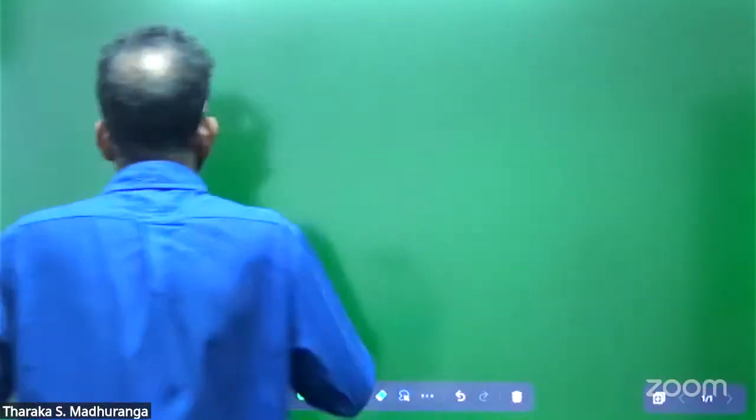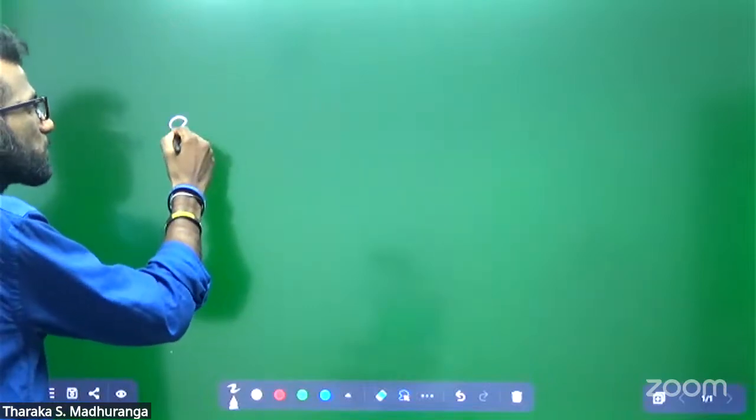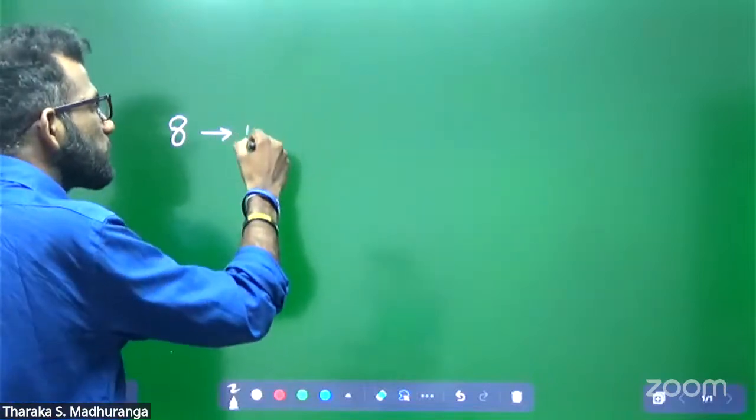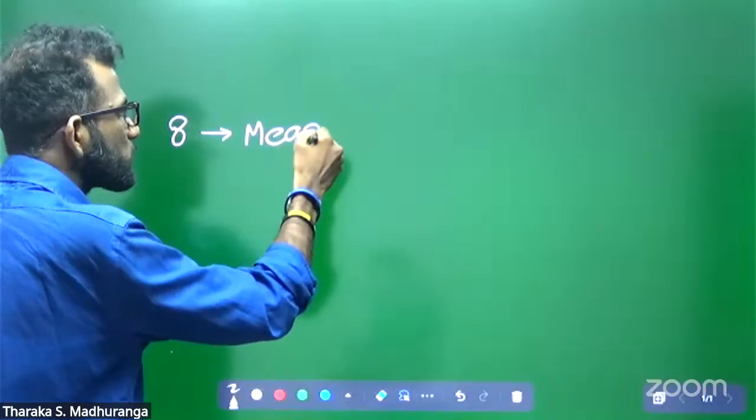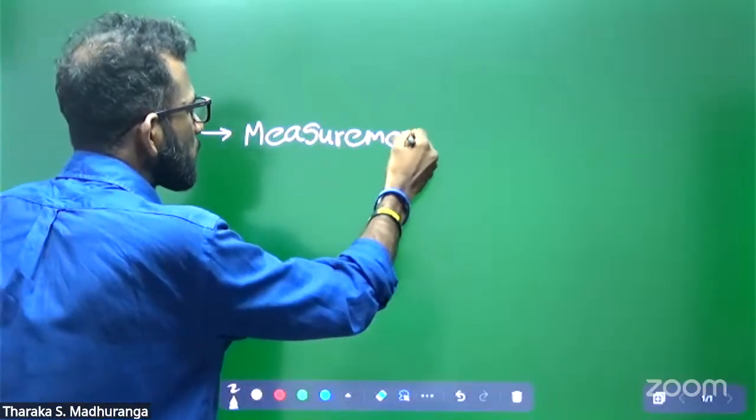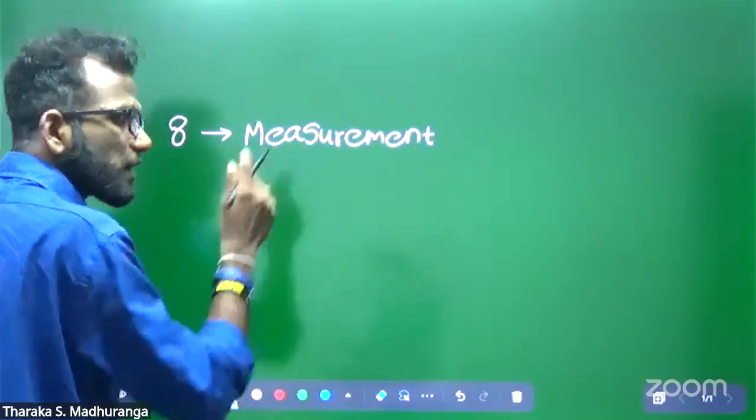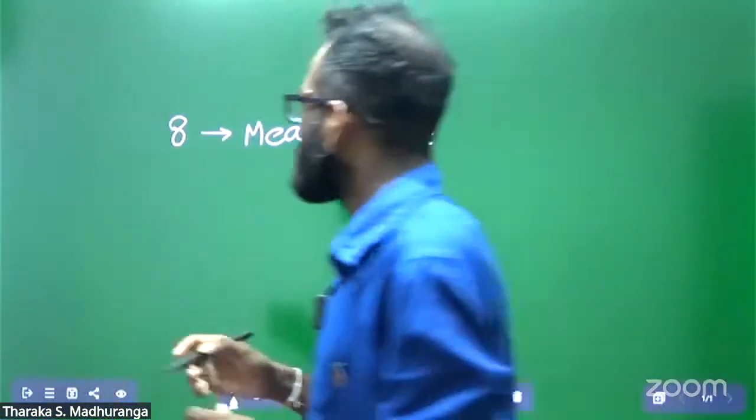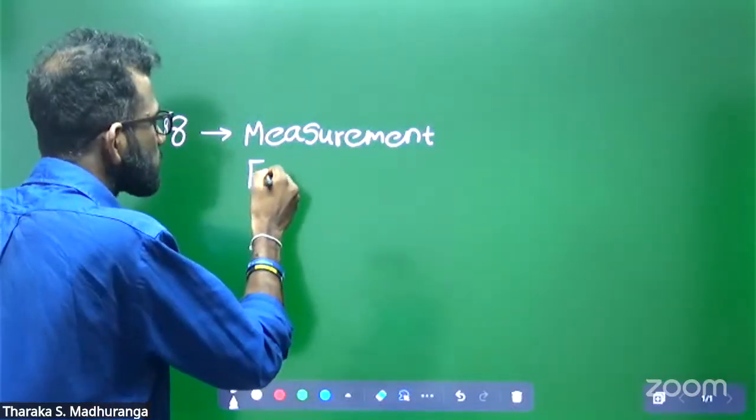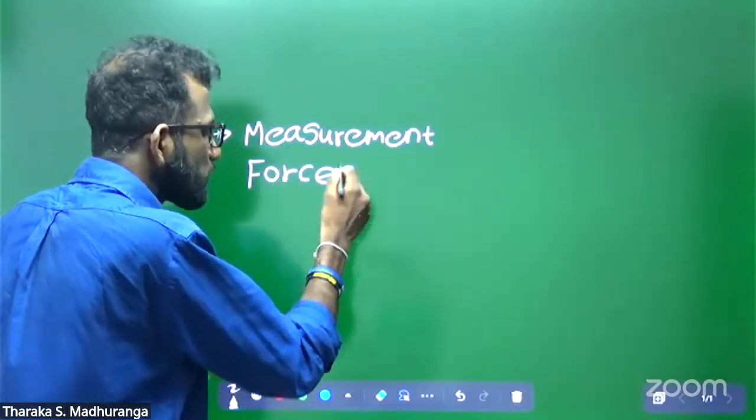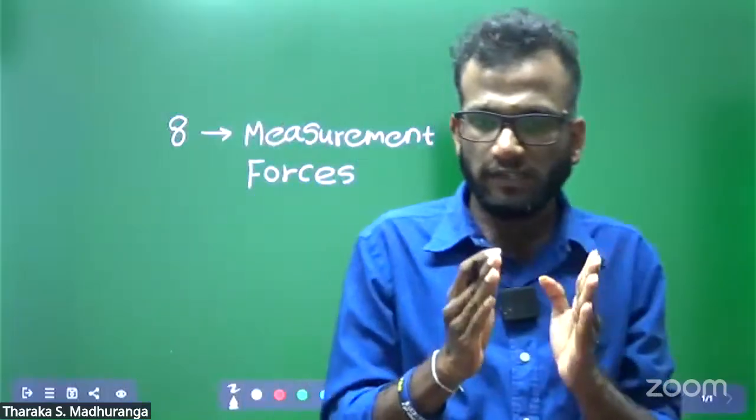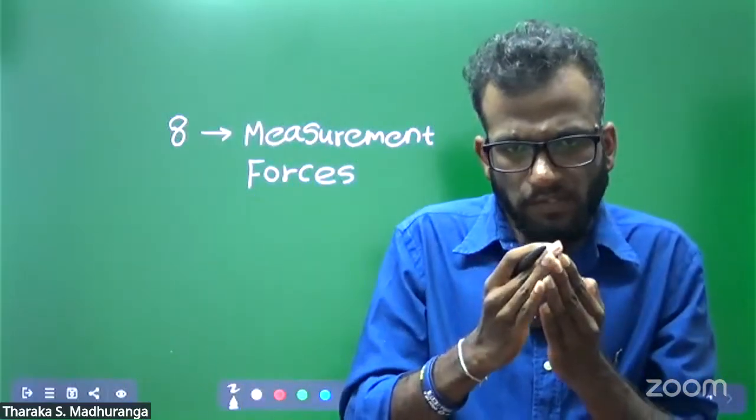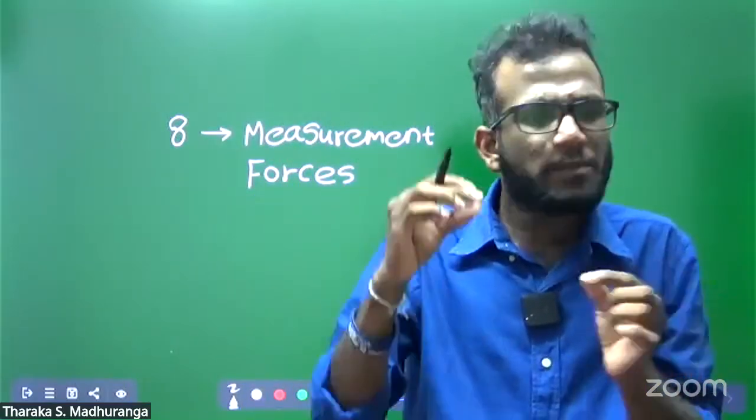Normally we have 8 physics lessons. The first one is measurement. After measurement we go to our second physics lesson, forces. If you miss any part of this forces lesson, which I will explain, it is a long lesson and a little bit bulky.